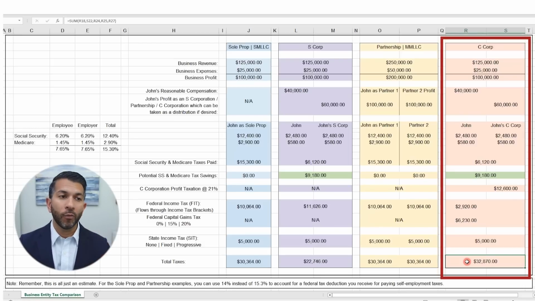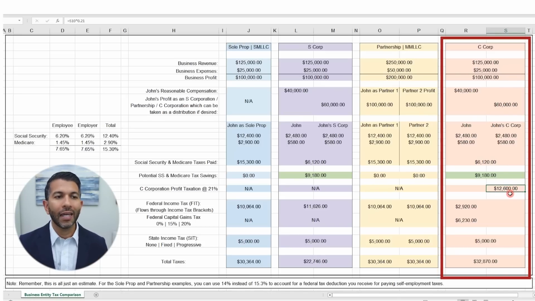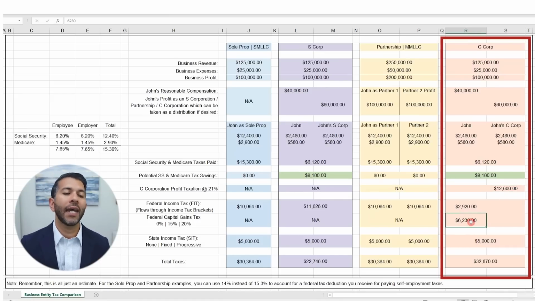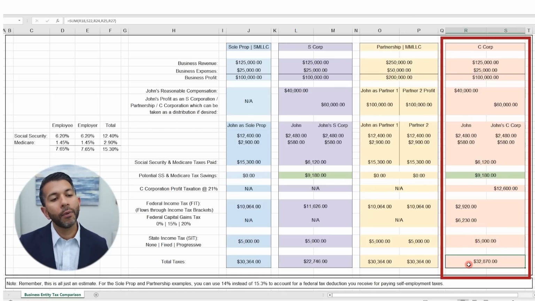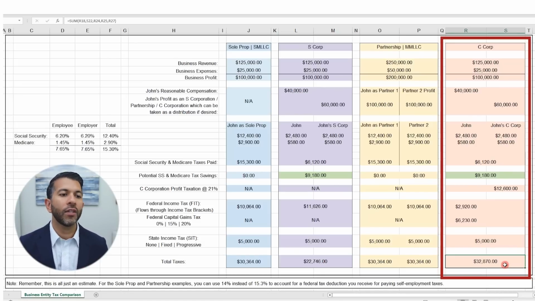Now, if you're a little bit tax savvy and you maybe know this, the $60,000 technically didn't have to be paid in a dividend this year, okay? So even if that was the case though, the C Corp would still have to pay $12,600 in C Corp income tax. You just might delay paying the capital gains tax of $6,230. But if you subtract $6,000 from this number, you still get about $26,000 or so, which is still higher than the S corporation, right? So it's not really a strategy that most people think it is. It's not really the best strategy out there, especially for your small business owner.